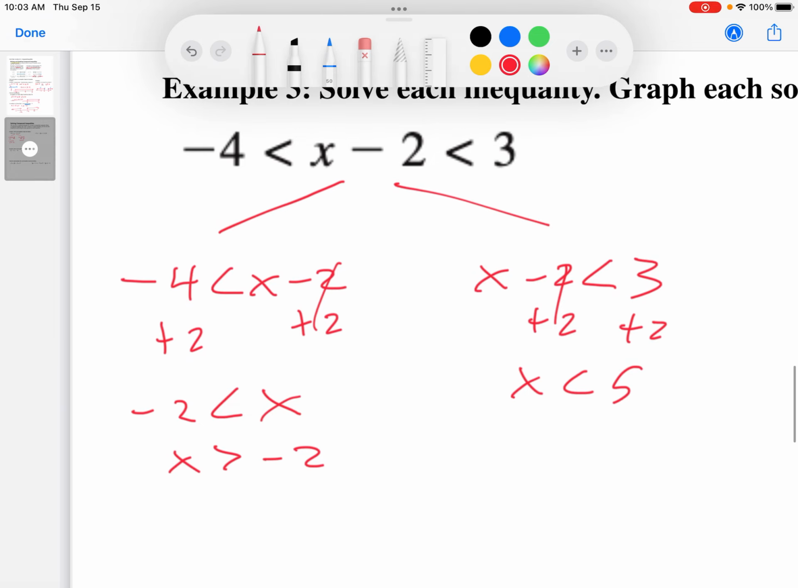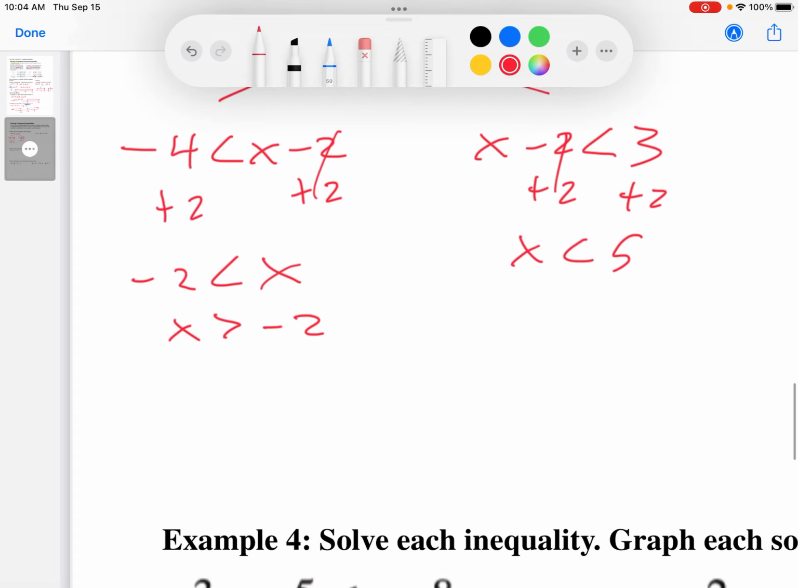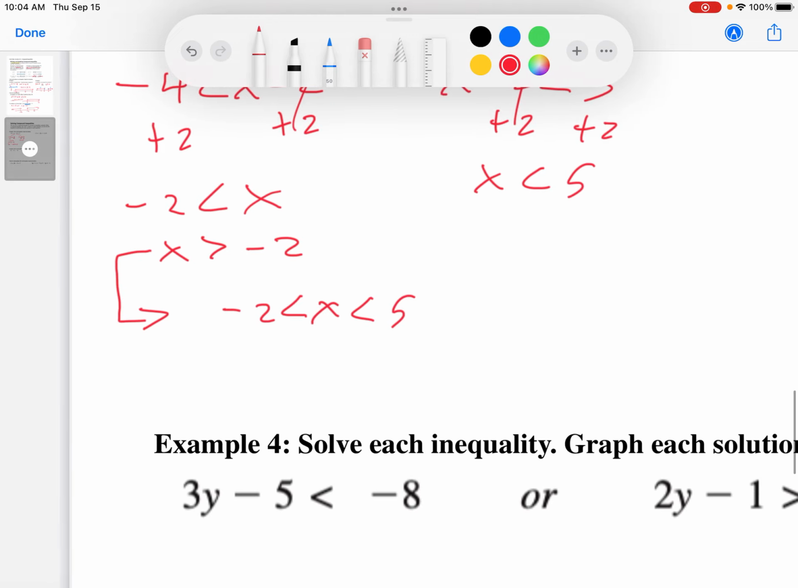Because this is a statement that does not have any words at all, meaning it doesn't have and or the word or, it is an and statement. And if it is, it means you can write this as a compact inequality. So if we come back and do that, here's what it would look like. All right, we're then going to graph it.